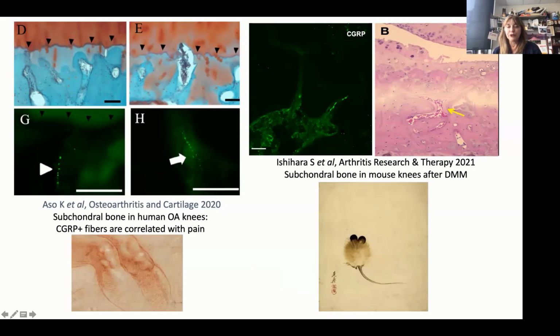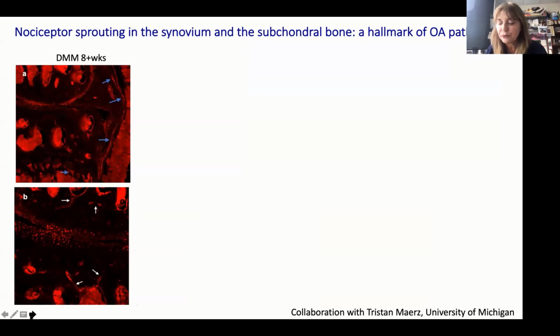So this is our work in the DMM model. We tried to emulate this and see what would happen if we stained with CGRP. Again, in the subchondral bone in mouse knees after DMM, we see these CGRP positive nerves in the subchondral bone channels. So the structural neuroplasticity really appears to be part of the pathology of osteoarthritis. Here is an example 8 weeks after DMM surgery, where we see nerves in the synovium, as well as these channels in the subchondral bone.